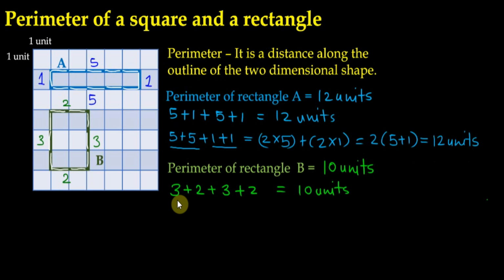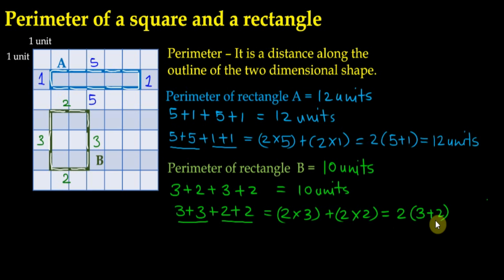Now similarly here also for perimeter of rectangle B, we can group the lengths together, that is 3 plus 3, and widths together. So that is 2 plus 2. So we are adding length twice and width twice. Therefore we can also write this in another way as 2 times 3 plus 2 times 2, and that is same as twice the sum of 3 plus 2. So once again, let's see if we are getting the same answer, that is 10 units after solving this expression.